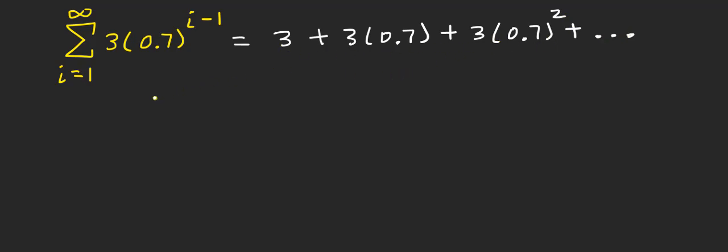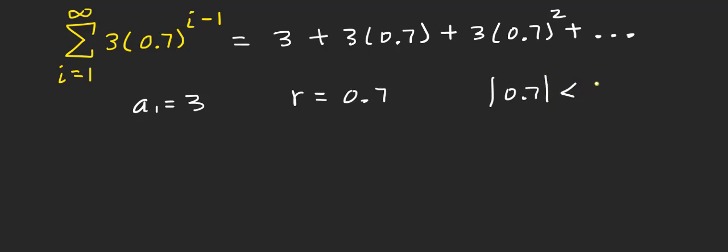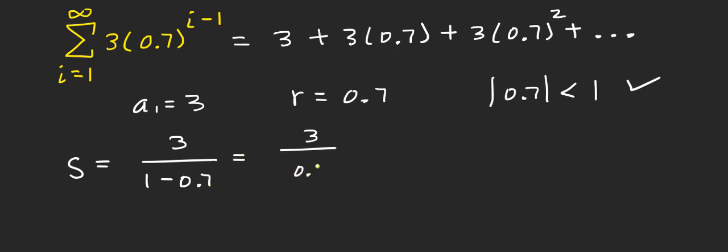Now, what is the first term? The first term is 3. What is the common ratio? The common ratio is 0.7. You keep multiplying by 0.7 to get to the next term. Now, is the absolute value of 0.7 less than 1? It is. So we are going to have a sum for this infinite geometric series. And what is the sum? It's a1, which is 3, over 1 minus 0.7, which is 3 over 0.3, and that is 10. Therefore, this infinite series will have a sum of 10.